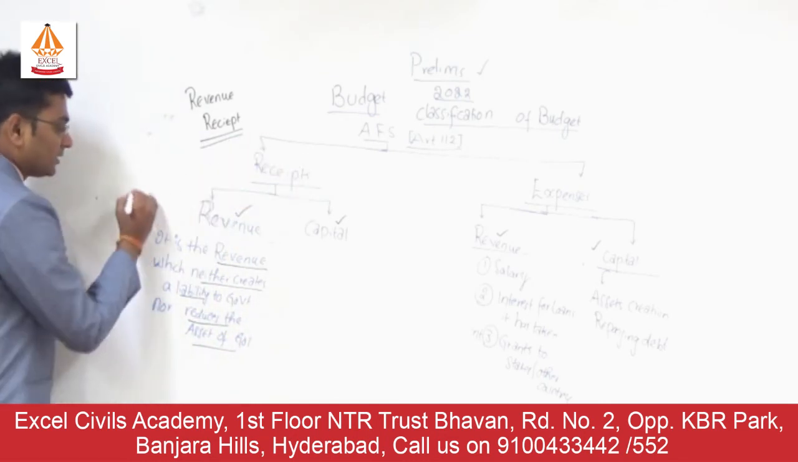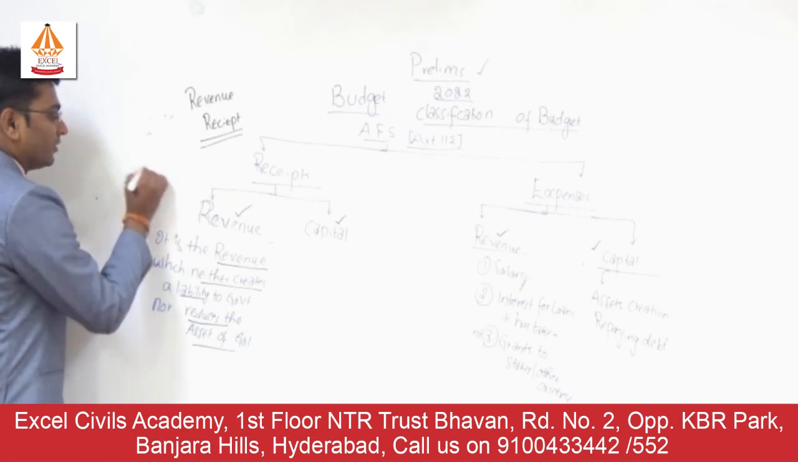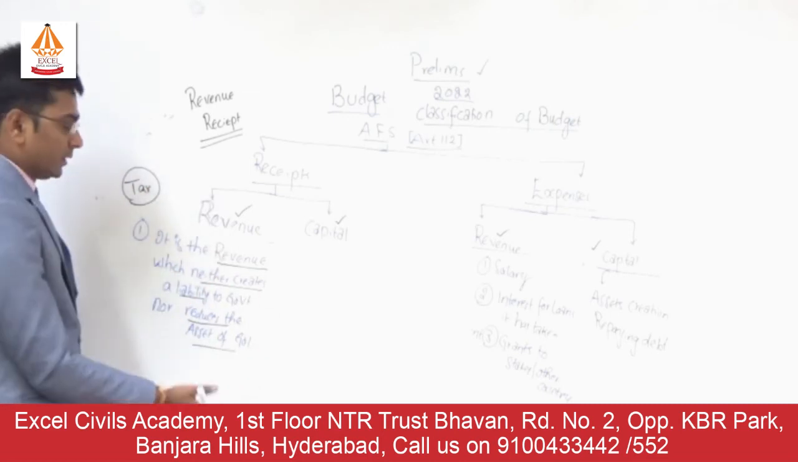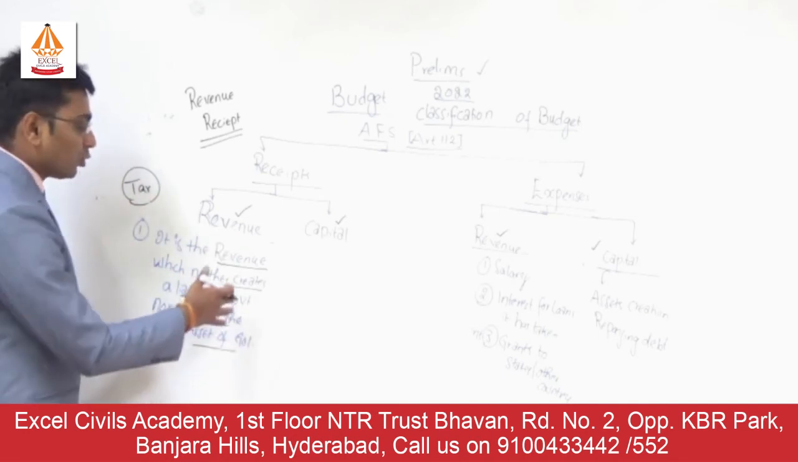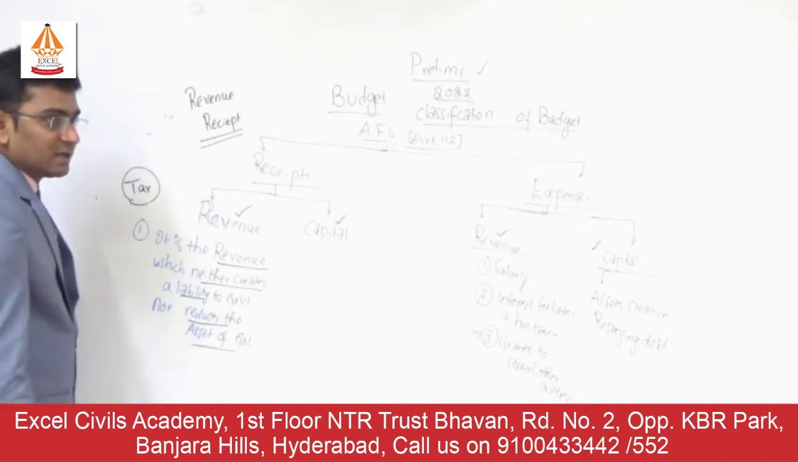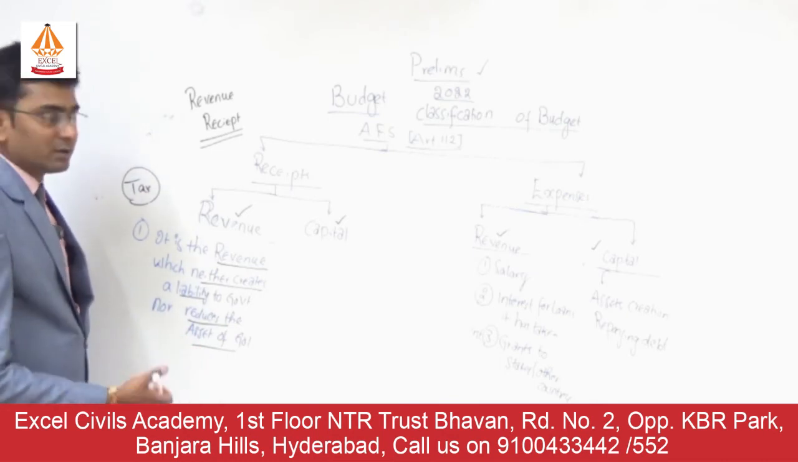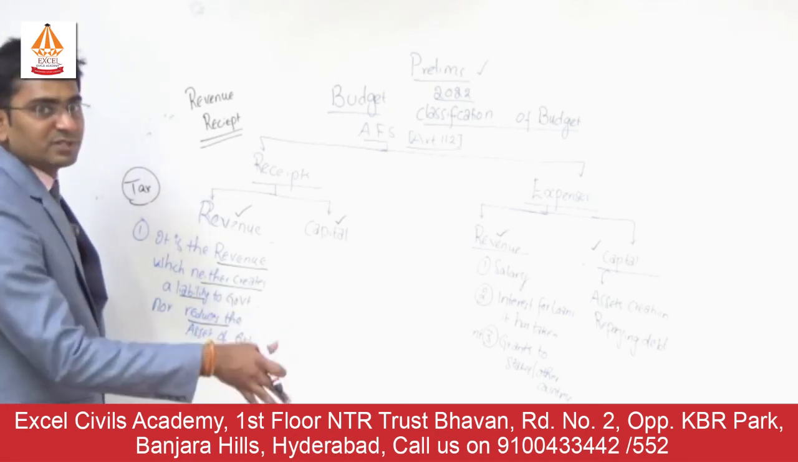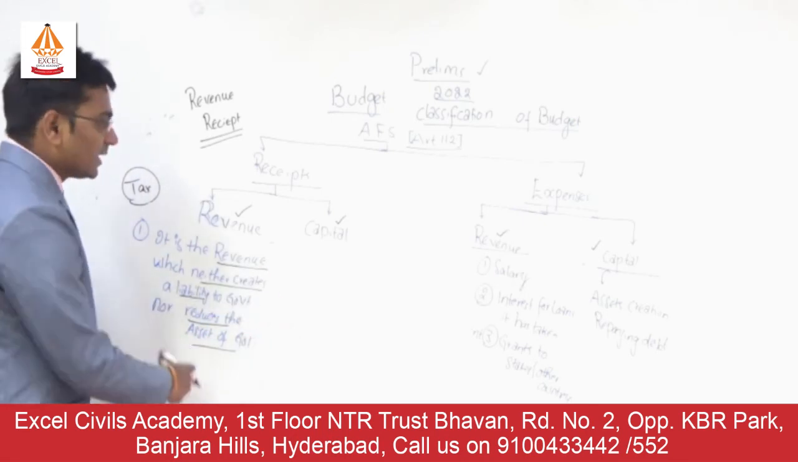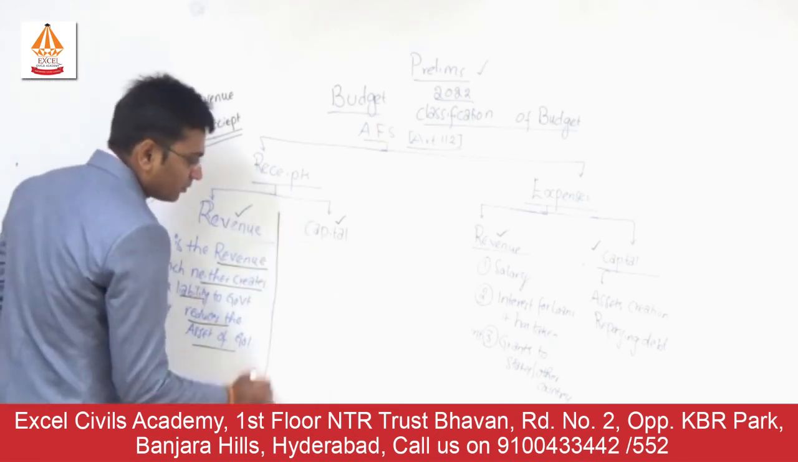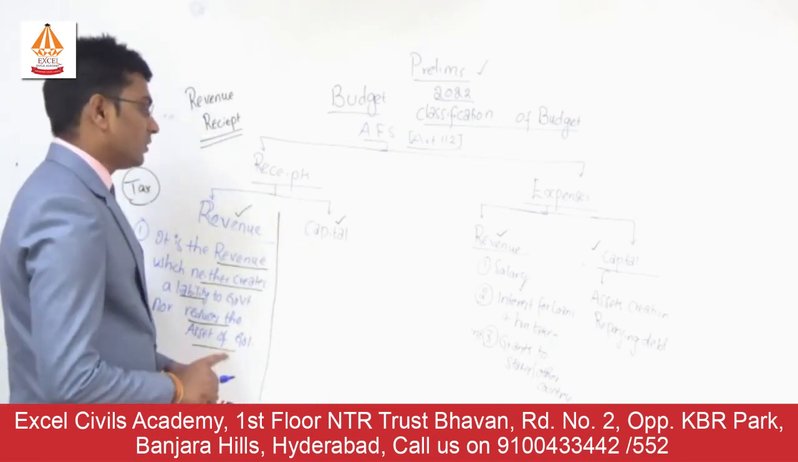For example, taxes form your revenue receipts. Why? Tax does not need to be paid back by the government. The moment you pay tax, that is government money, so it is not creating a liability for the government, and it is not reducing any asset either. Disinvestment, however, reduces your assets, and as a result it is going to be a capital receipt. This is the definition of revenue receipts.